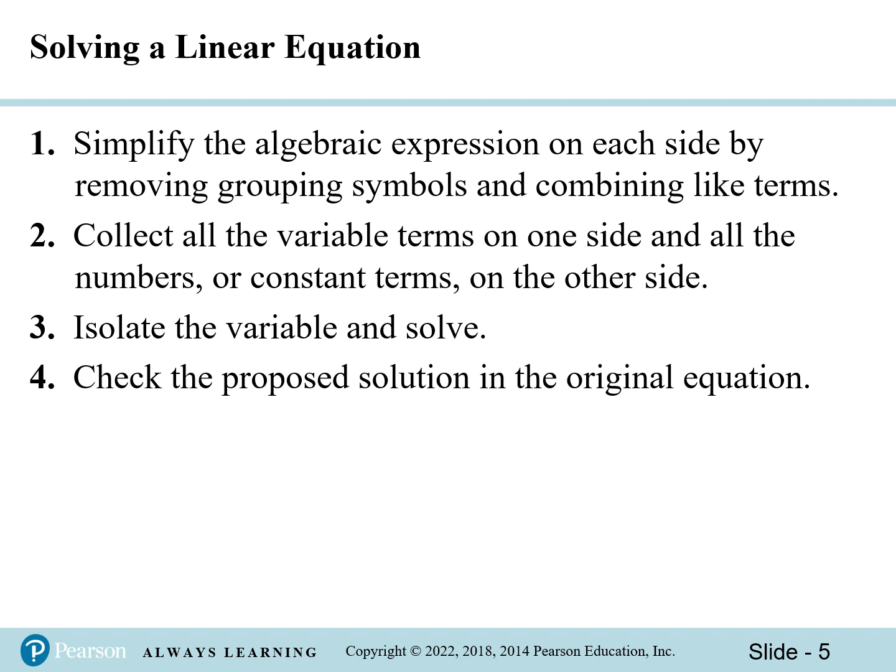So there's a couple steps that we need to follow for solving a linear equation. First step is to simplify the algebraic expression on each side by removing grouping symbols and combining like terms. 2, collect all the variable terms on one side and all the numbers or constant terms on the other side. 3, isolate the variable and solve. 4, check the proposed solution in the original equation.